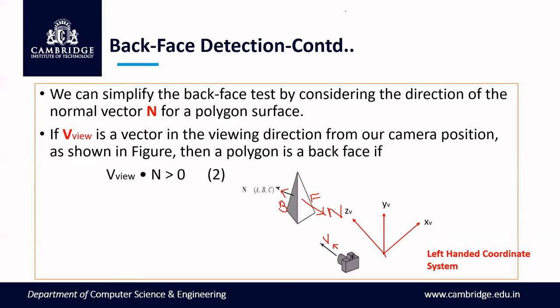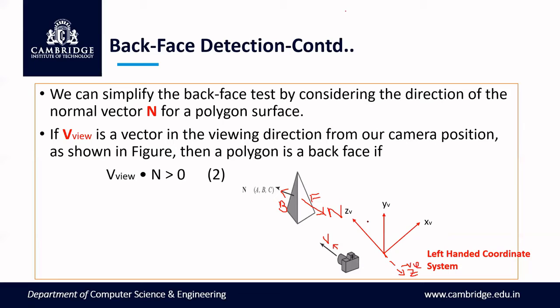So this will be your negative z-axis. This will be your negative z-axis, right? And this part is your positive z-axis. Now you see here, this is positive.